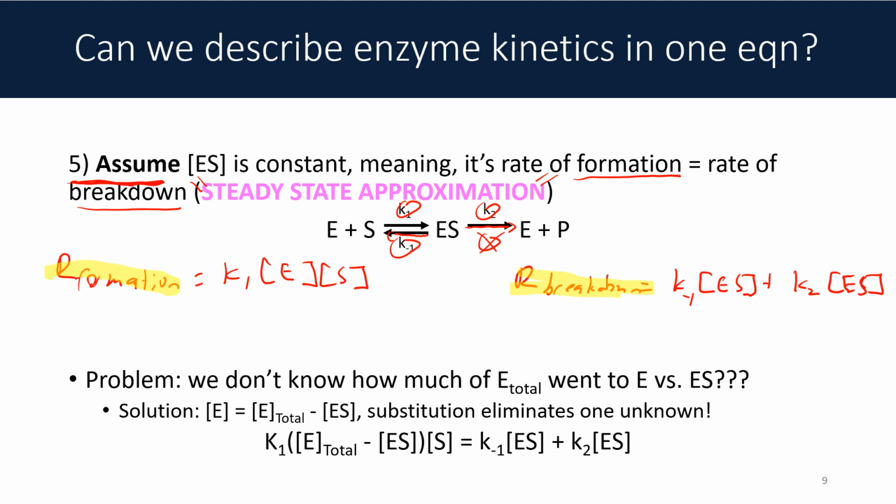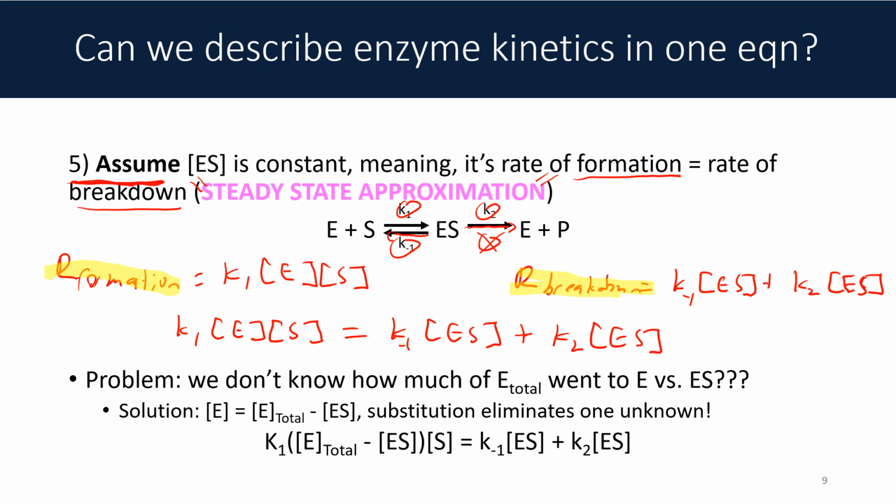We will get K1 times E times S equals K minus 1 ES plus K2 ES.